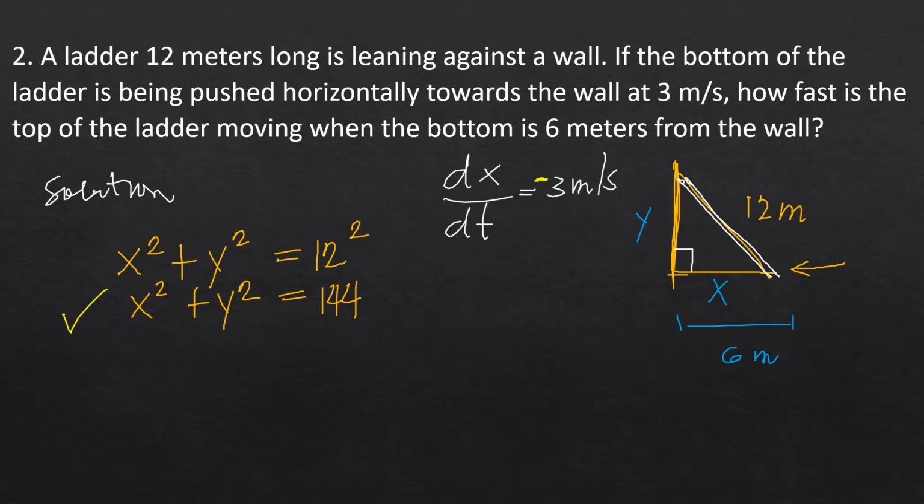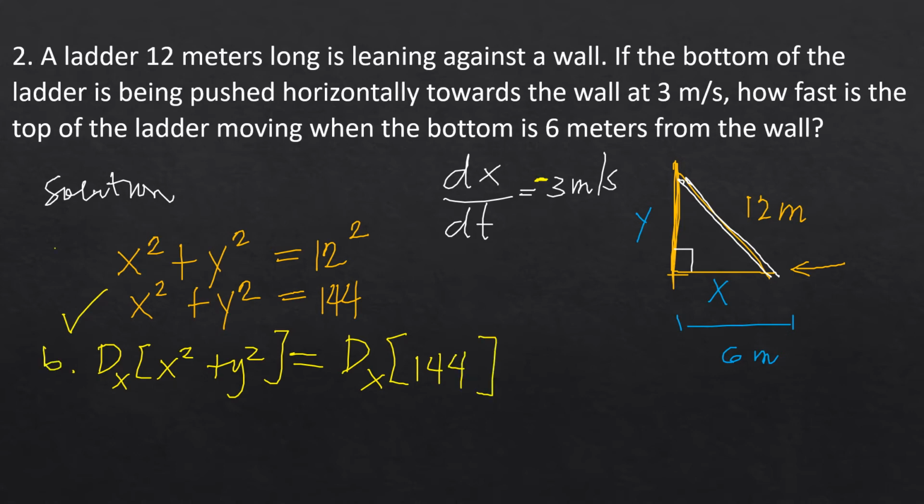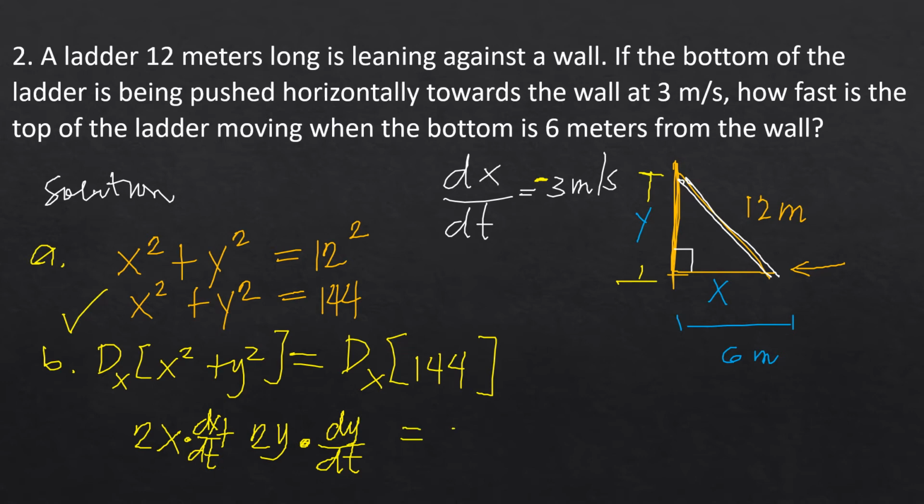Okay, therefore, we differentiate this x squared plus y squared and 144, we have to differentiate it. So we have 2x, 2x dx over dt kasi nagbabago din ang x na yan with respect to time, then 2y times dy over dt because also y here is changing with respect to time and that is equal to 0.